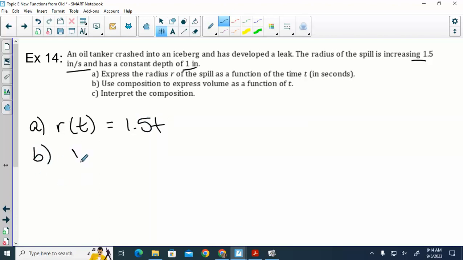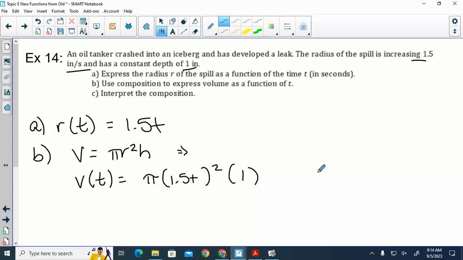B, volume. So I told you volume of this would be like a cylinder. So that's area of the base, pi r squared times your height. But we know the depth is constantly 1. So we are looking for the volume as a function of t. So pi, what do I plug in for my r? 1.5t squared, and my height is always 1. So there's different ways you can write it. You could do 1.5 squared, t squared.